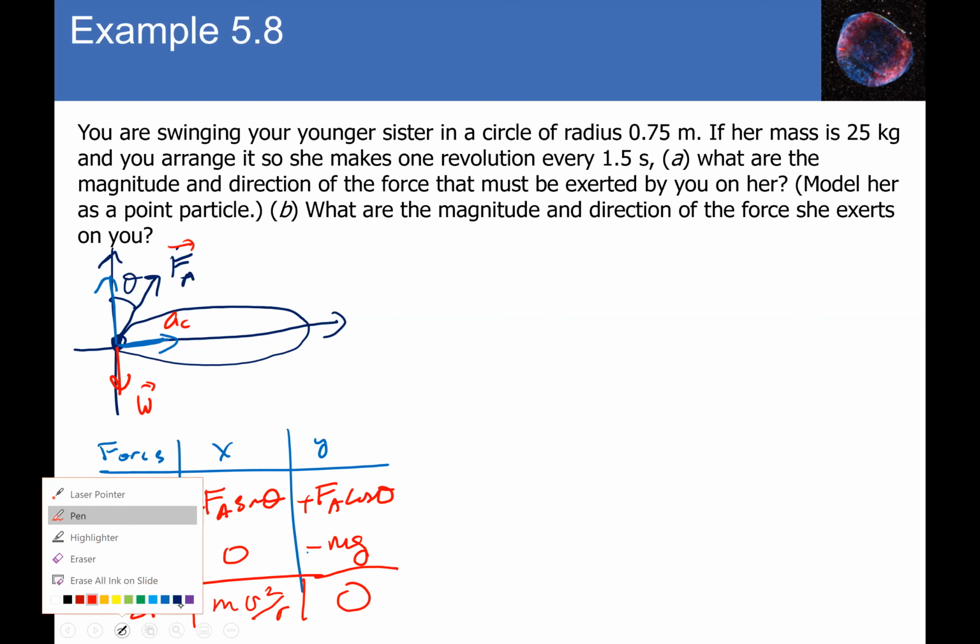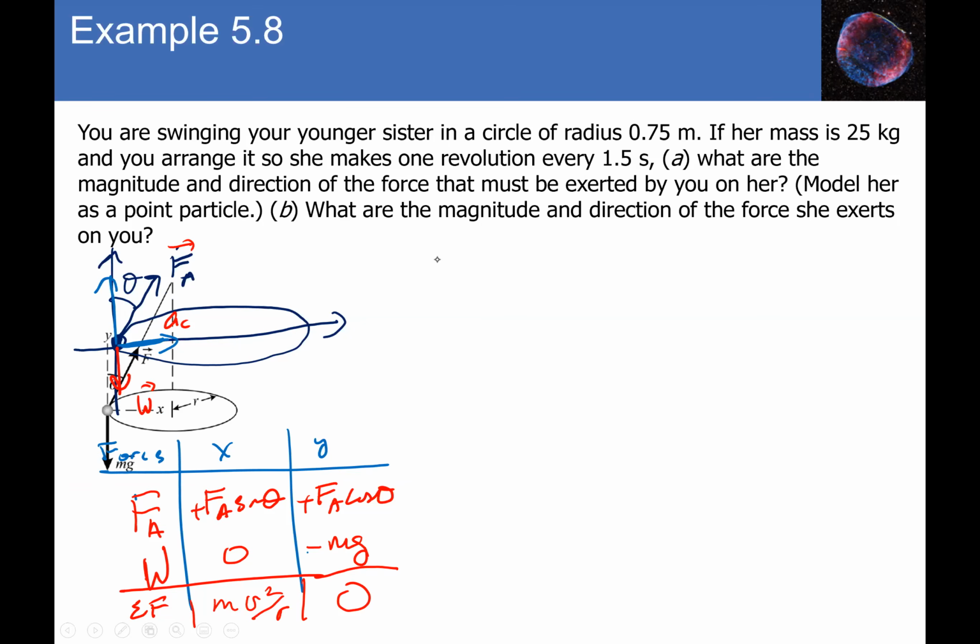All right, so we take that and then we set up our two equations. Equation one will be F of A sine theta equals mv squared over r. And equation two will be F of A cosine theta equals mg, right? Because F of A cosine theta minus mg equals 0. That means they equal one another.